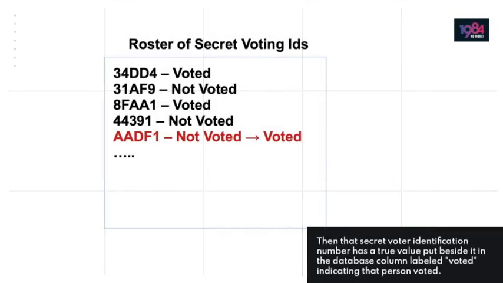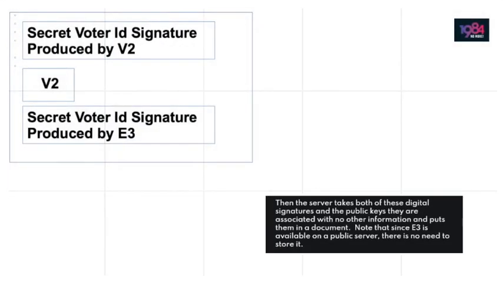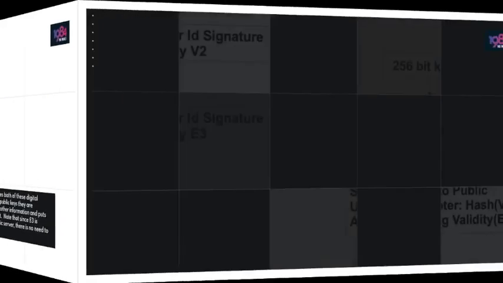This is to validate that the elections office considers this a valid voting number. Then that secret voter identification number has a true value put beside it in the database column labeled voted, indicating that person voted. Then the server takes both of these digital signatures and the public keys they are associated with, no other information, and puts them in a document. Note that since E3 is available on a public server, there is no need to store it.